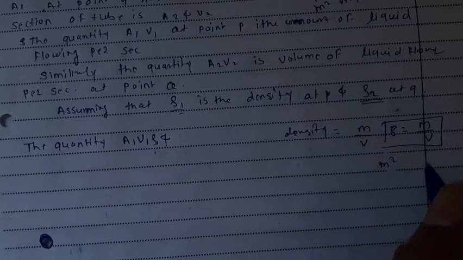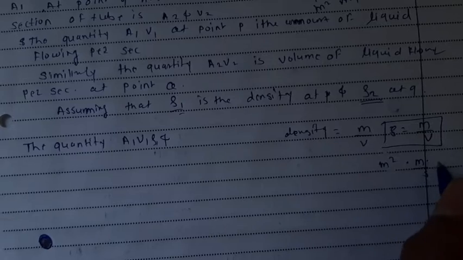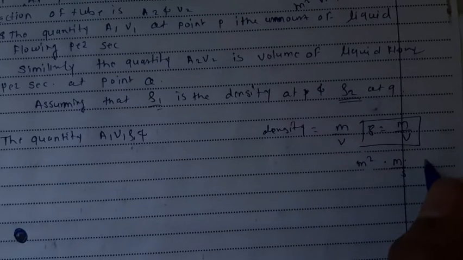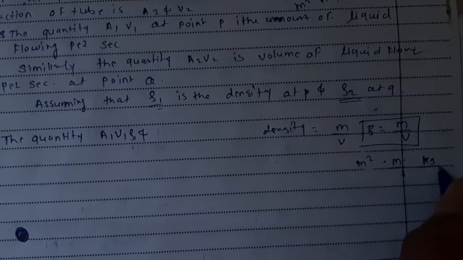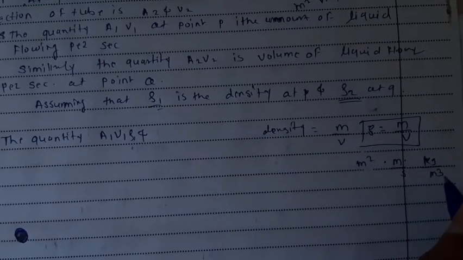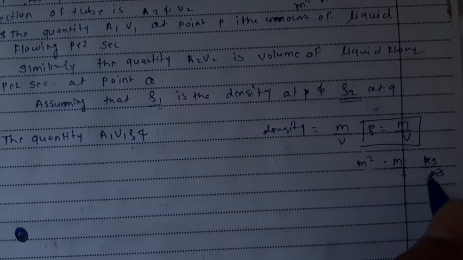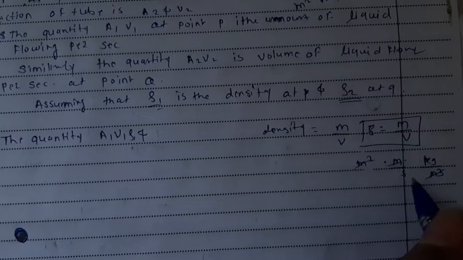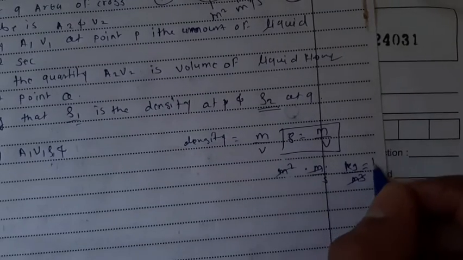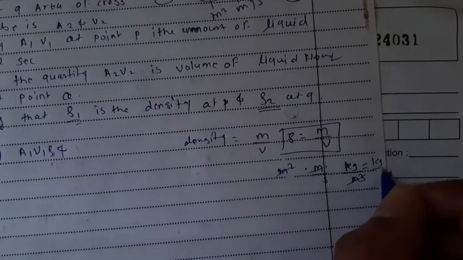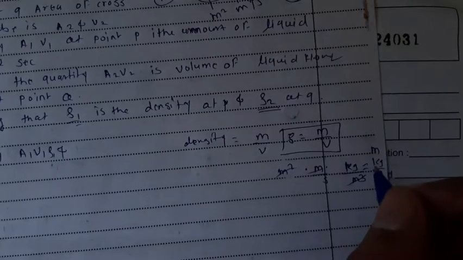Now see, just now we have found out this area is measured in terms of meter square. Velocity is measured in terms of meters per second in SI unit, and density is nothing but mass upon volume. Mass is measured in kilogram and volume in meter cube. Okay. So what is this? If I consider this meter cube, and this meter square and this meter, it will cancel each other, and what you will get is kilogram per second.